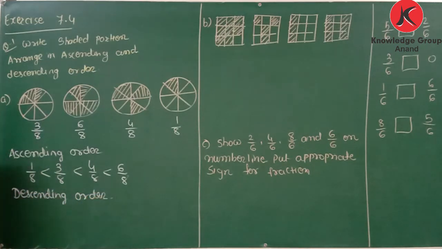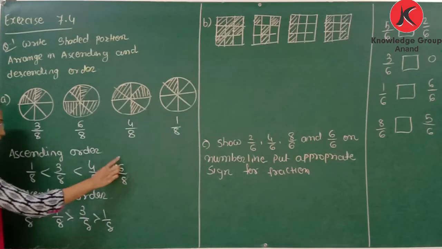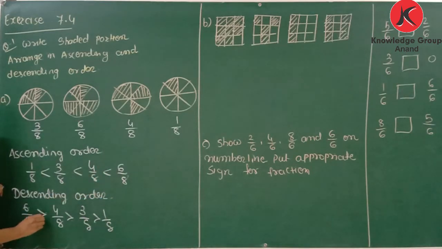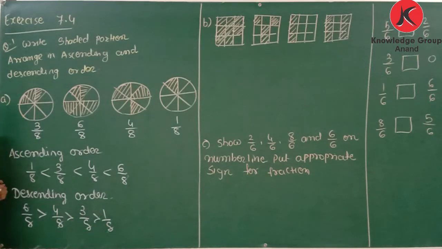So which one will be the first fraction? The largest one, that is 6 by 8. Then 4 by 8. Then 3 by 8 and 1 by 8. If we are writing from 6 by 8, so 6 by 8 is greater than 4 by 8. It is greater than 3 by 8 and it is also greater than 1 by 8. So this is descending order with the sign.